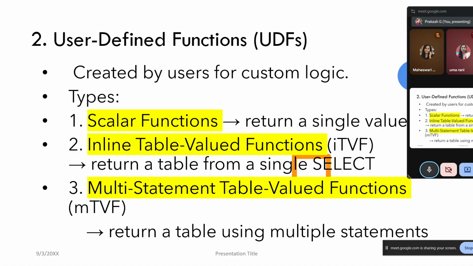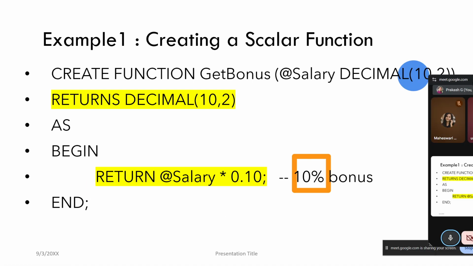There is no rule that it has to return the complete rows from the table. You may get only a few rows according to your condition, whatever you have written in your function; only those set of rows will be displayed. And the third one is multi-statement table valued functions, which means you are writing multiple select statements. From those multiple statements, if you are returning a table or multiple rows, that is called an MVTF, multi-statement table valued function. Okay, we'll see one example of each function type. Let us see the first example.